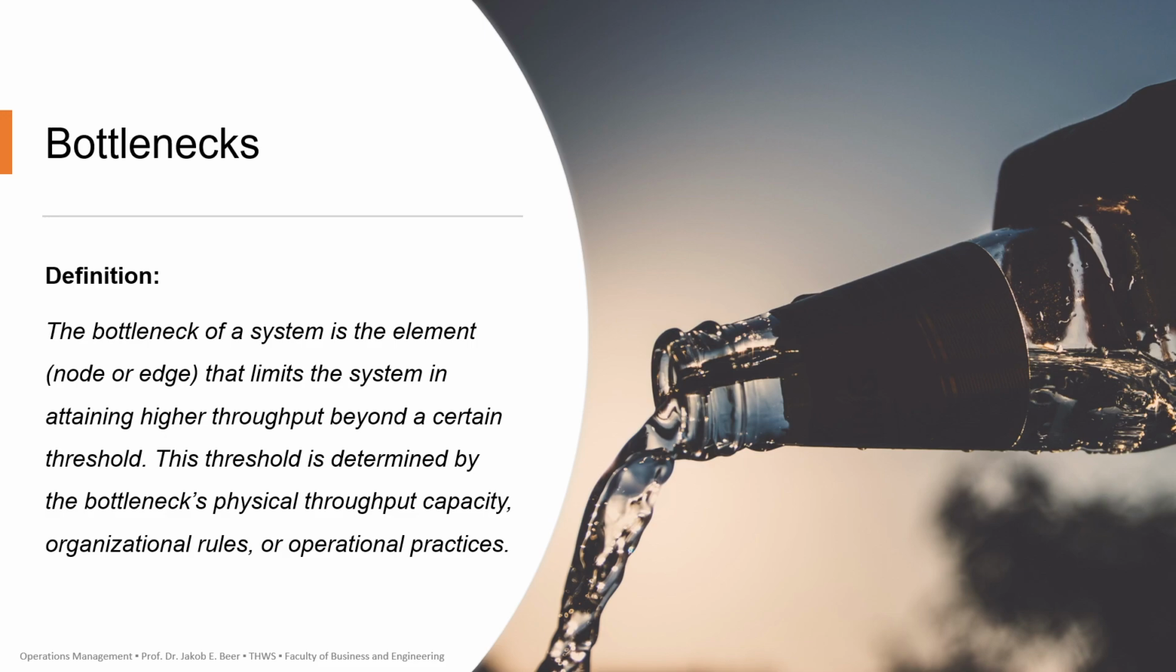So I'm defining a bottleneck as the element of a system, and that can be the node or the edge, a node being an object, and the edge being the connection between different objects, that limits the system in attaining higher throughput beyond a certain threshold. And the threshold is important. That's important because that threshold is determined either by the bottleneck's physical throughput capacity, but that's rarely the case, or by organizational rules, or by operational practices. Let's talk about this in greater detail.